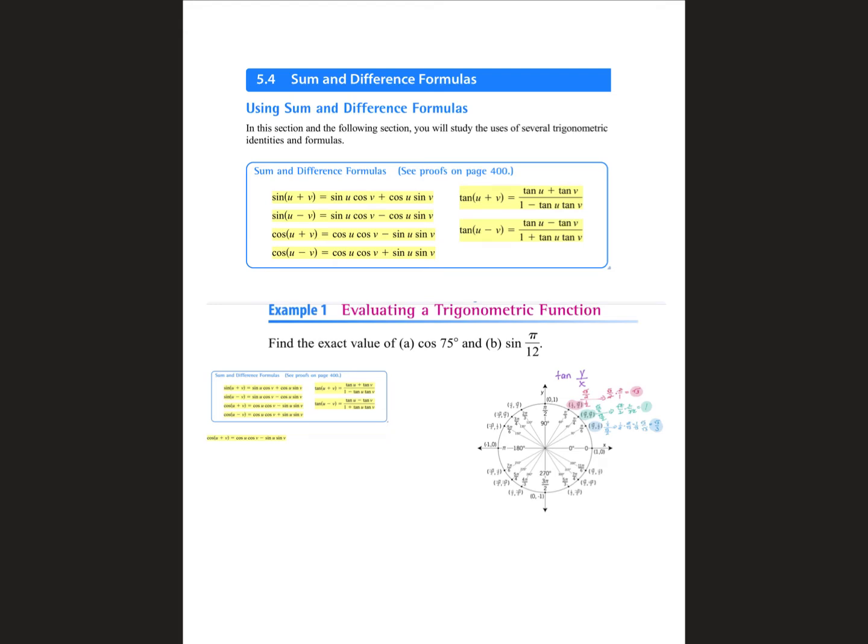All right, ladies and gents, 5.4 today. This is the end of chapter 5 material that we have to do. Our next chapter we get into, 6.1 and 6.2, is law of sines, law of cosines. You should remember that from algebra 2. You should remember that from geometry. So it's going to be a little bit of a review, which is good.